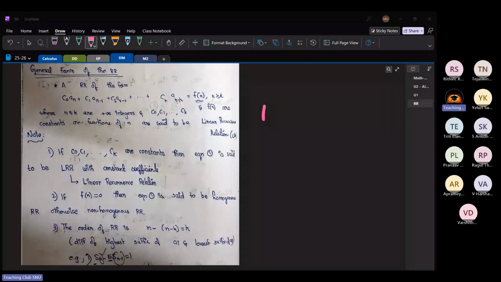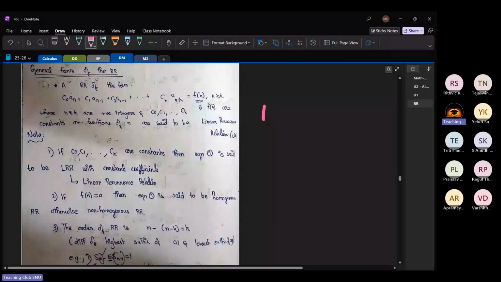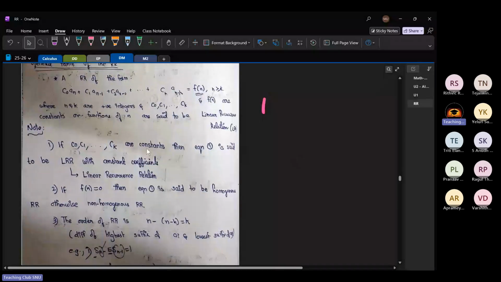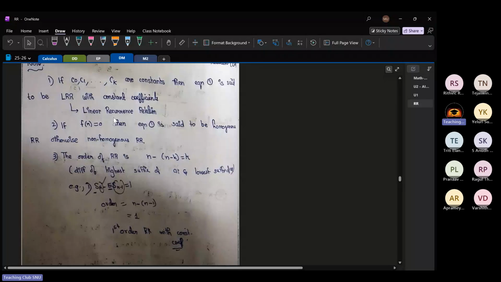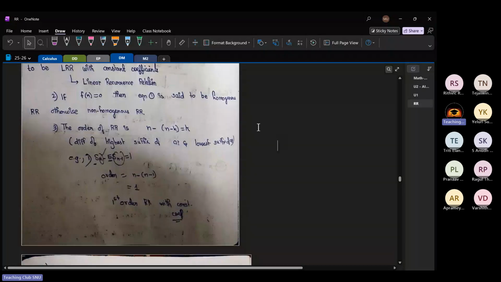Okay, so what happens here is, if all the constants C0 to Ck are constants, then you call it a linear recurrence relation. Most of everything we have is linear. We won't have any coefficient in terms of n. If the right hand side is zero, you call it homogeneous, else you call it non-homogeneous. Next, the order of the recurrence relation is very important. We'll be using that in the characteristic root as well.